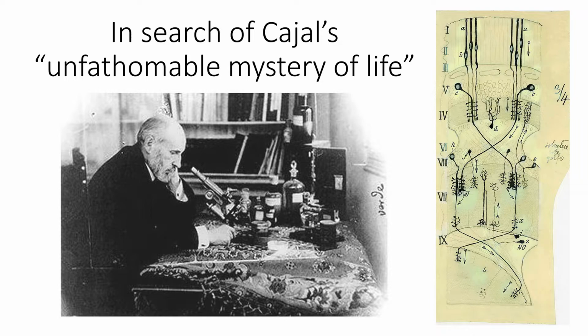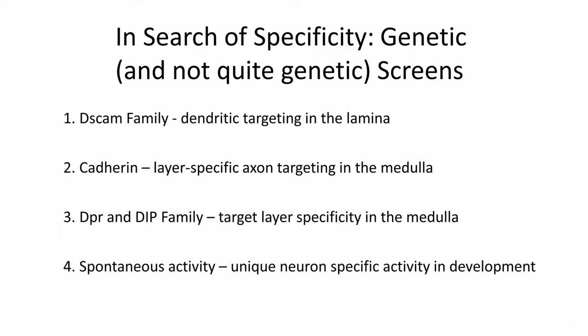Now, we've largely used genetics and some not quite genetic approaches to get at this problem. And I'm going to talk about four issues today. I'm briefly going to talk about the DSCAM family and its role in regulating dendritic targeting in this first optic ganglion that I described to you, the lamina. In the second part, I'll move to a genetic screen we used. The DSCAM family came from a combination of genetics and biochemistry.